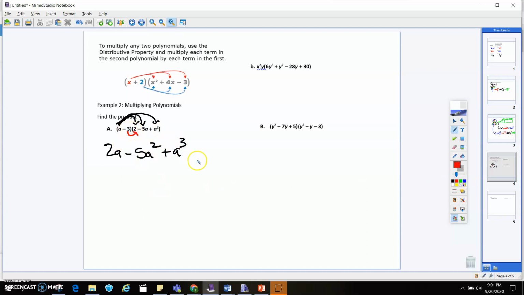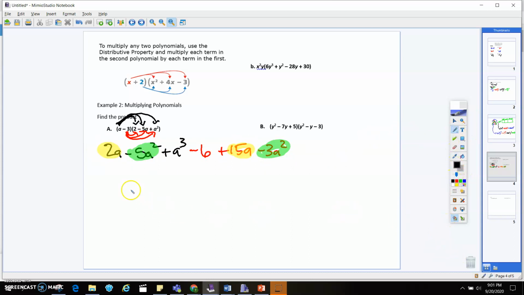So negative 3 times 2 is going to give us negative 6. Negative 3 times negative 5a is going to give us positive 15a. And negative 3 times a squared is going to give us negative 3a squared. Now, this has just become a problem just like what we did yesterday. So we're going to highlight our like terms. Anything that has an a squared, we're going to put it in green. Anything that has just an a, we're going to put it in yellow. And then nothing else repeats.